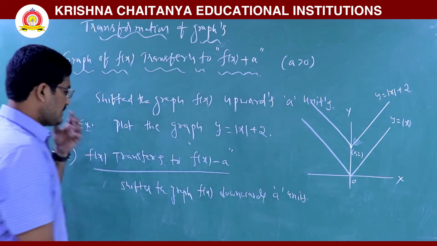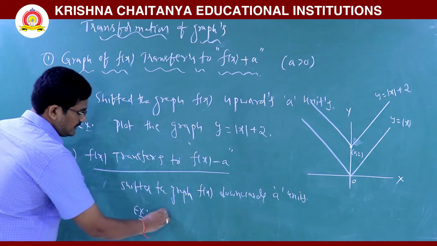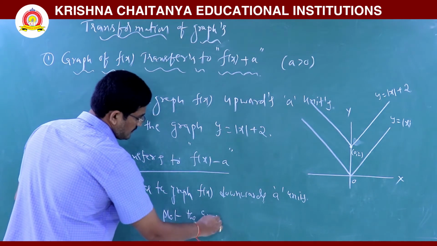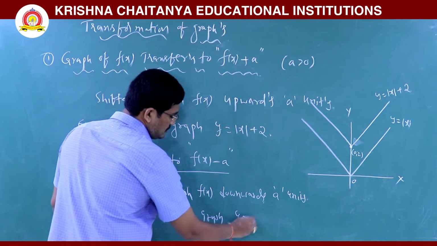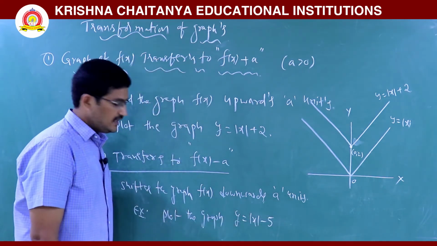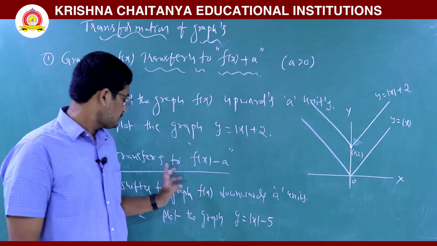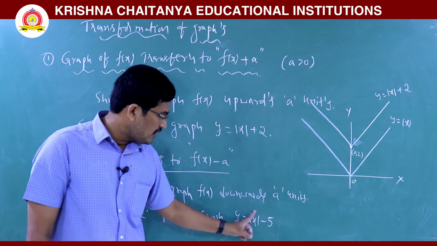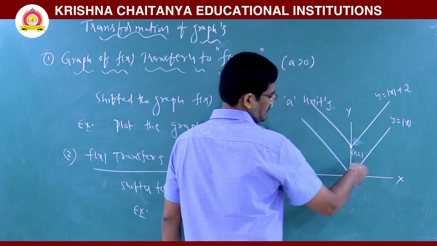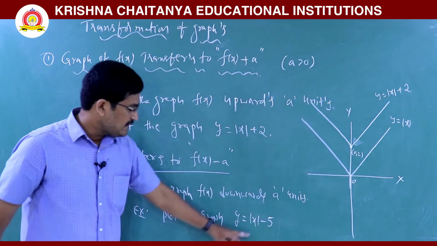Okay, for example, suppose you have to plot the graph of y equals mod x minus 5. Then first you have to draw the f of x curve. So in this way, first you have to draw the mod x curve like this. This is mod x. Okay, next what do we need here? We need mod x minus 5 here.